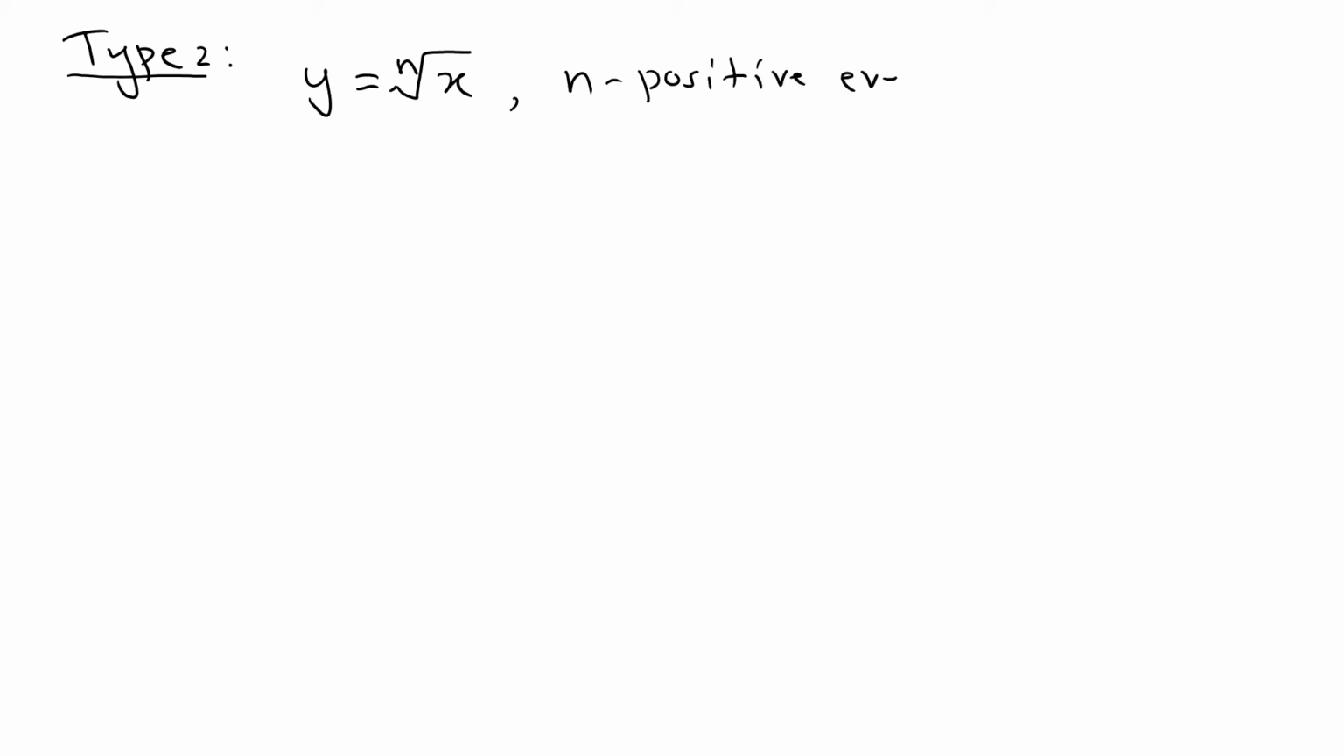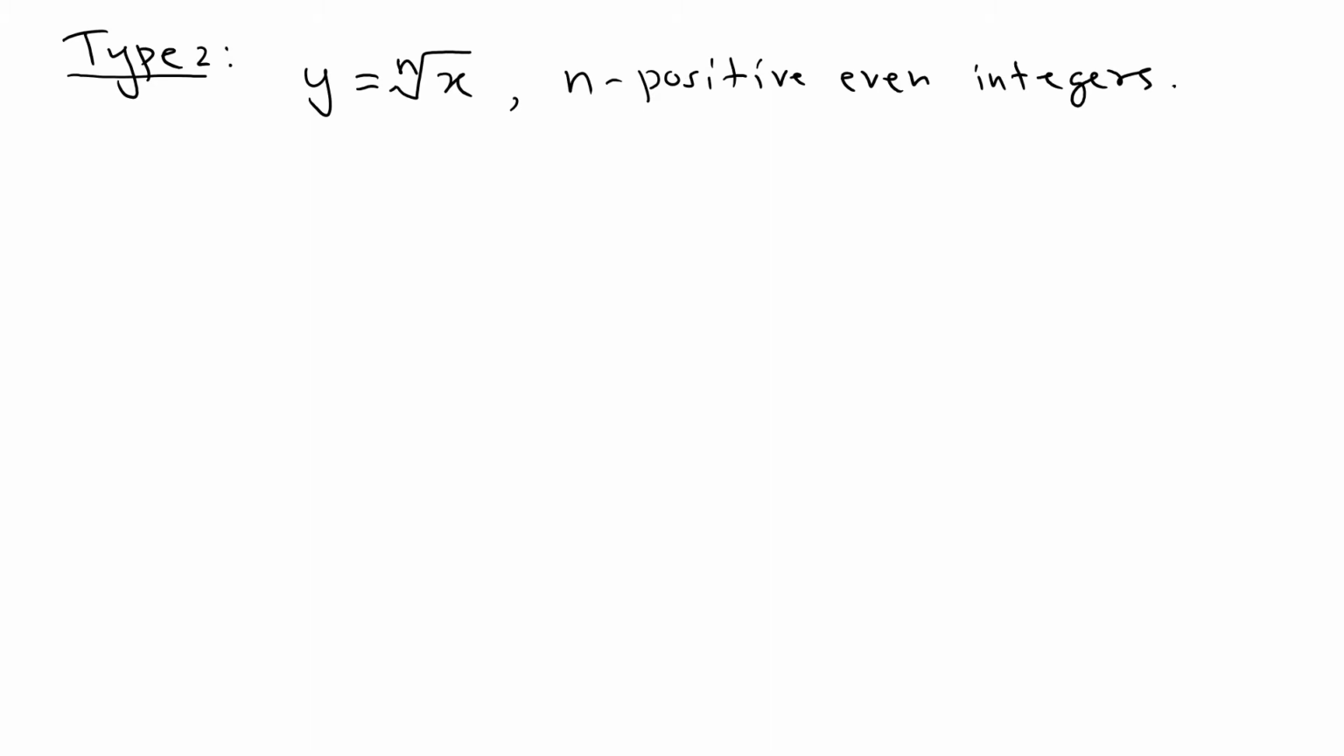Good. So this is about type 2. What happens in type 2? In type 2, n is even, so like y equal the even root of x, where n is a positive even integer. With odd integers, we saw that the domain is all real numbers.